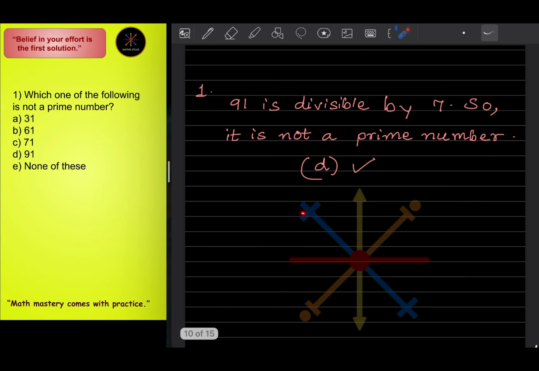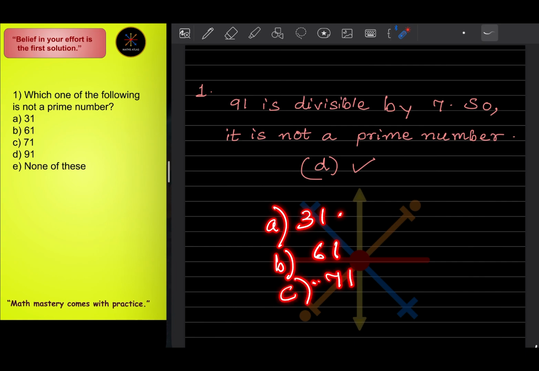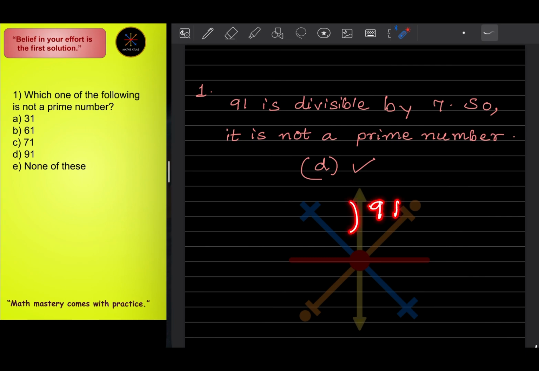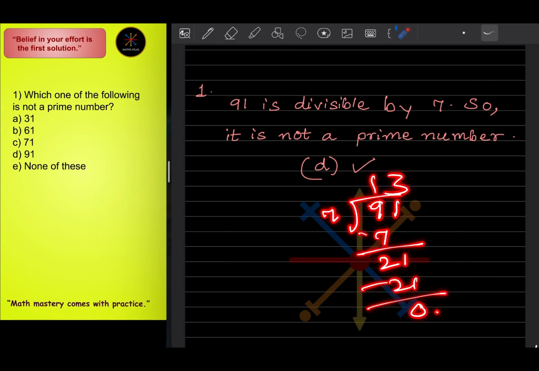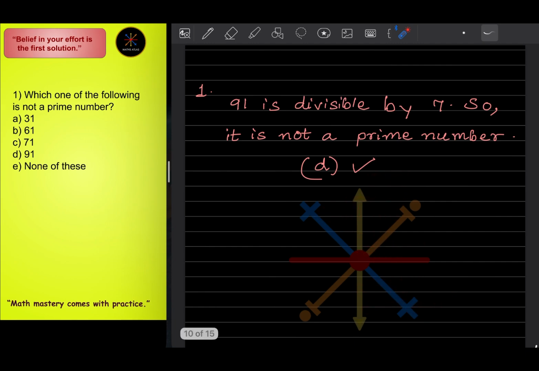You can see option A, 31, which is not divisible by any number. Again B, 61, is not divisible by any number. C is 71, which is not divisible by any number. But then you can see D, 91, which is divisible by 7. 7 ones are 7 and 7 threes are 21, so the remainder is 0. That means 91 is divisible. They asked which is not a prime number, so the option is D, which is 91.